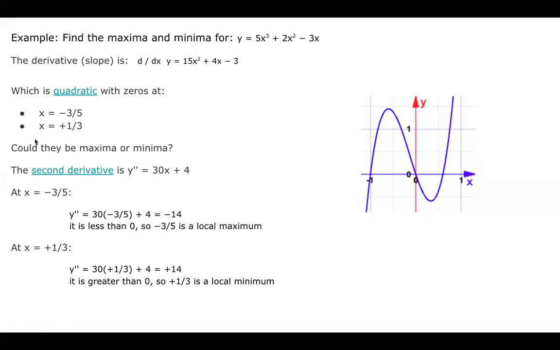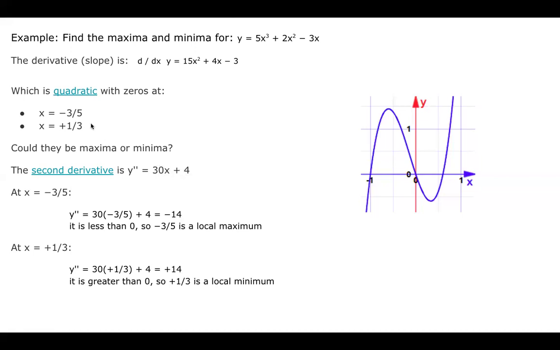The second step is to find the second derivative of this function. The second derivative is taking the derivative of the derivative. So here again, 15 multiplied by 2, which is 30, and x squared reduces to just x. Here, 4 times 1 is 4, and the x goes away. So the second derivative of the function is 30x plus 4.